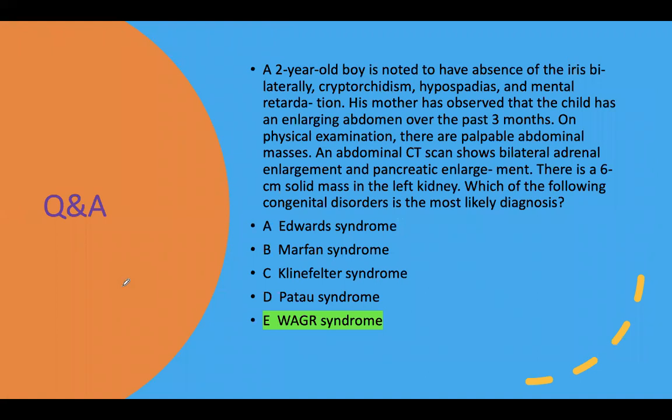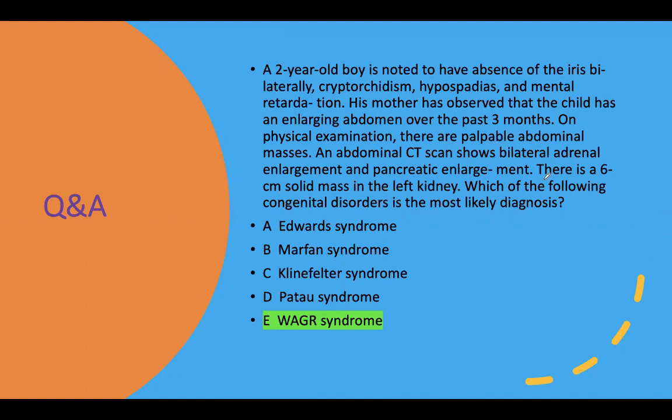Now let's wrap up the presentation with an interesting MCQ. A 2-year-old boy is noted to have absence of the iris bilaterally, cryptorchidism, hypospadias, and mental retardation. His mother has observed that the child has had an enlarging abdomen over the past 3 months. On physical examination, there is a palpable abdominal mass. Abdominal CT shows bilateral adrenal enlargement and pancreatic enlargement as well. There is a 6 centimeter solid mass in the left kidney. Which of the following congenital disorders is most likely?